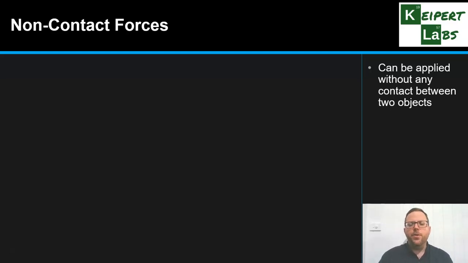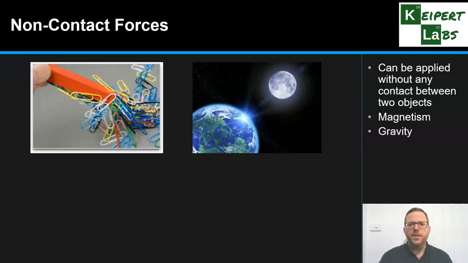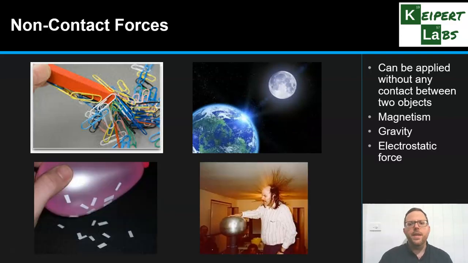Now, there are three main non-contact forces that we are familiar with. The first one, which is the focus of this video, is magnetism. But aside from that, we also have gravity, that is the gravitational force, and also what's called the electrostatic force, or more commonly known as static electricity. You can see the balloon picking up the pieces of paper and our old friend the Van de Graaff generator in the bottom corner.